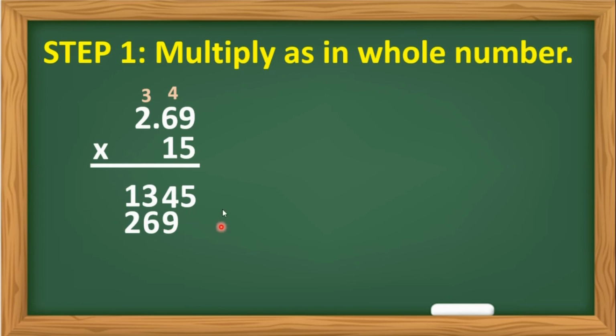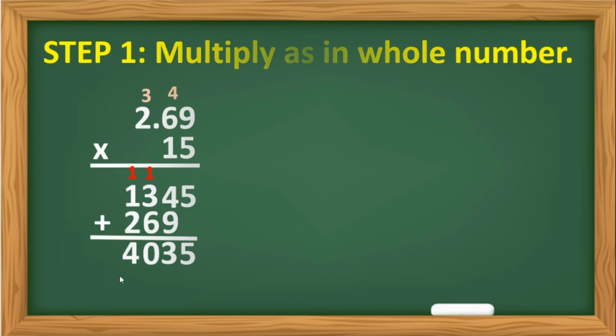And then, ito yung tinatawag nating partial products. These are the partial products. So anong gagawin natin so that we can get the final product? We have to add the partial products. So 1,345 plus 269. Okay, bring down 5. 4 plus 9 is 13. Bring down 3 and then carry 1. 1 plus 3 is 4 plus 6 is 10. Bring down 0. Carry 1. 1 plus 1 is 2 plus 2 is 4.